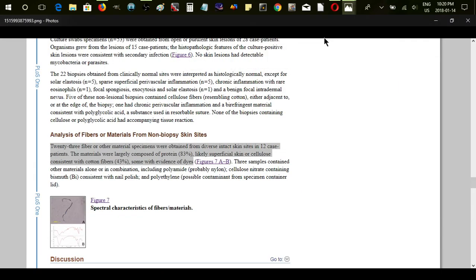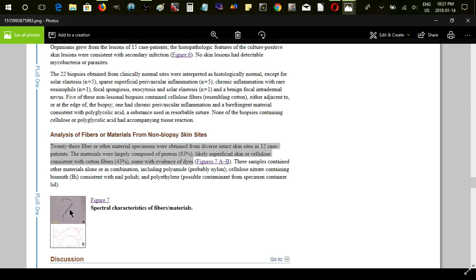And here's something. Here's one of the flaws in the CDC study. 23 fibers were obtained from diverse intact skin sites in 12 case patients. The material was largely composed of protein. For some reason, they didn't find out what protein. They didn't find out it was keratin. Likely superficial skin or cellulose consistent with cotton fibers. Some with evidence of dyes. So down here we got this is a photo, but this is one of these ones with evidence of dyes.